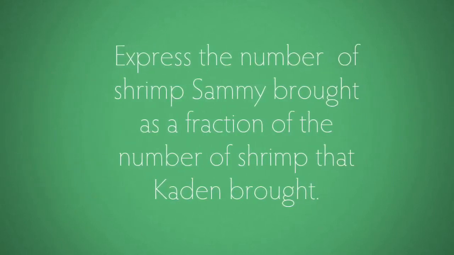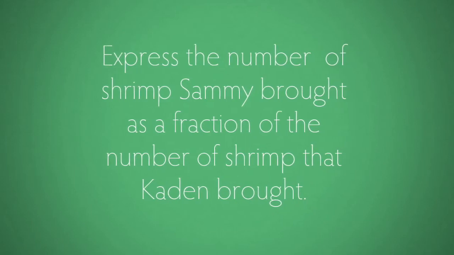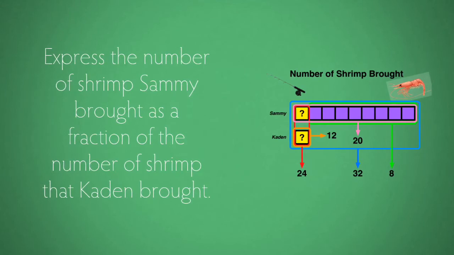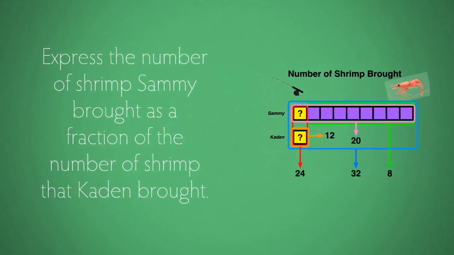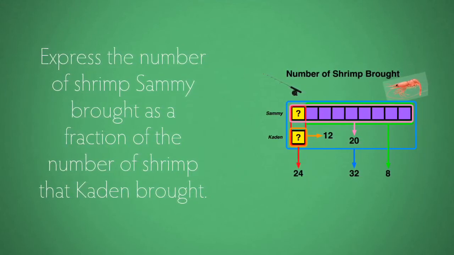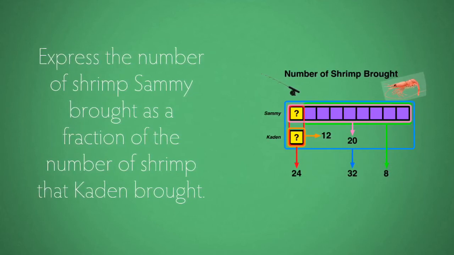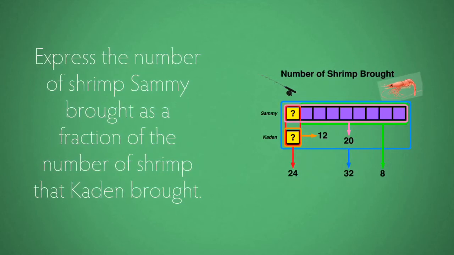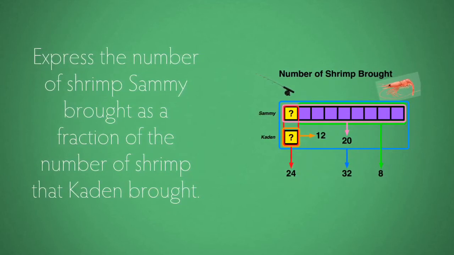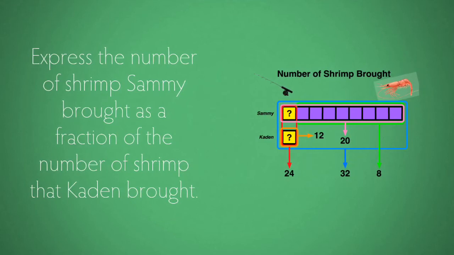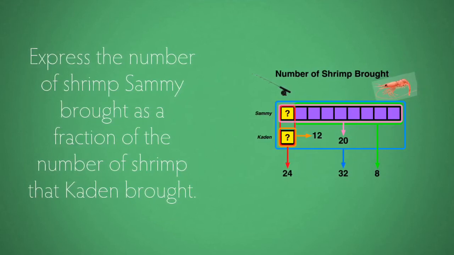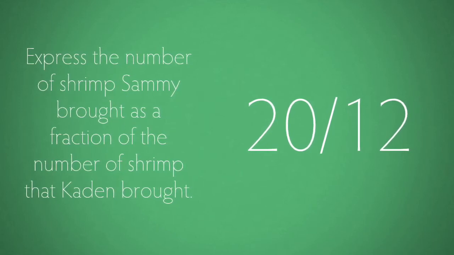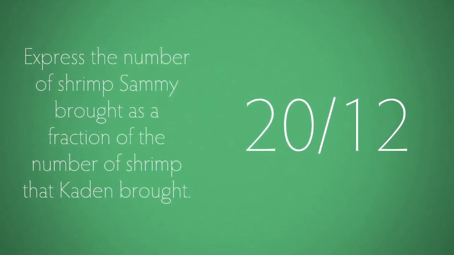Now, let's express the number of shrimp that Sammy brought as a fraction of the number of shrimp that Caden brought. So, the numerator ought to be the total number that Sammy brought. Let's see, he brought 20. So the denominator ought to be whatever it takes to make a whole. And look at our phrase, the number of shrimp that Caden brought, at the end of this sentence. That tells us we need to look to Caden's total to let us know how many it takes to make a whole. 12. And so the fraction or value that Sammy has compared to Caden is 20 twelfths.